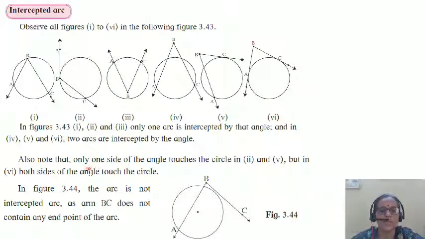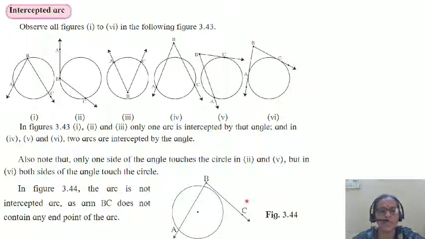Now note that only one side of the angle touches the circle in figure number 2 and 5. This is figure number 2 and figure number 5. Only one side touches the circle. Observe, here it is BA and here it is BC. Only one side touches the circle. But in figure number 6, both the sides of the angle, BA and BC, touch the circle.